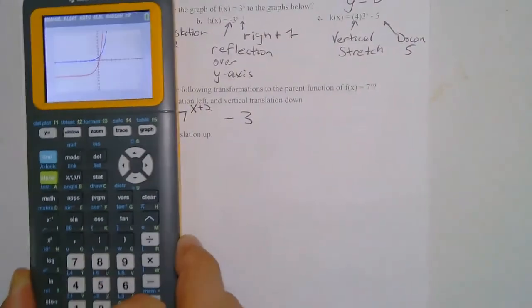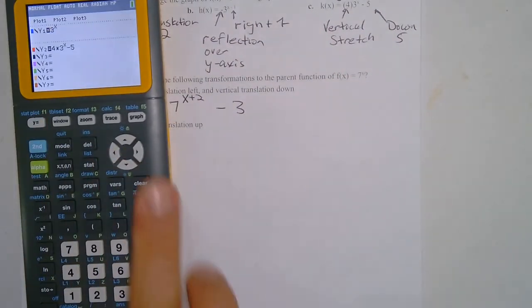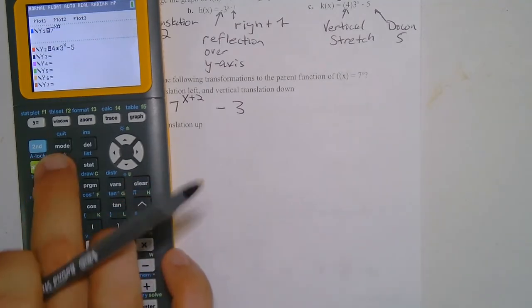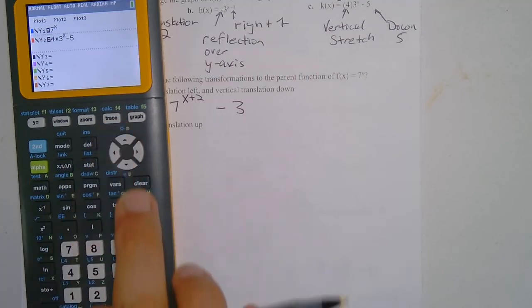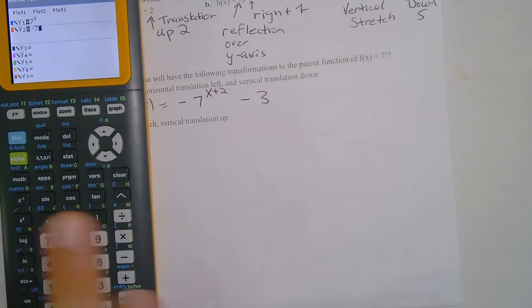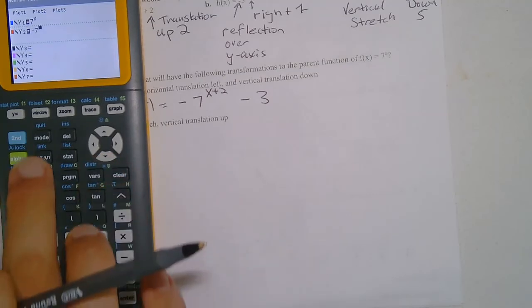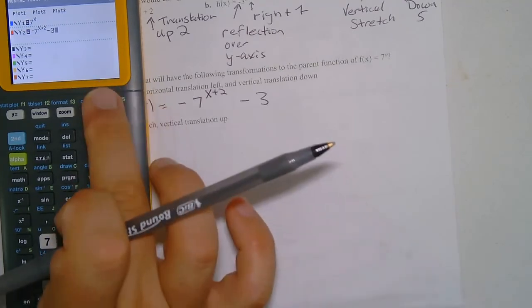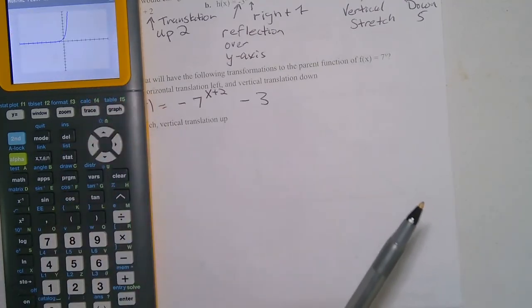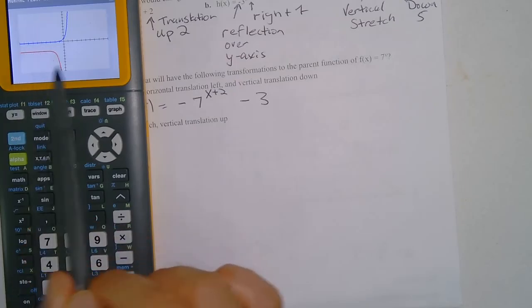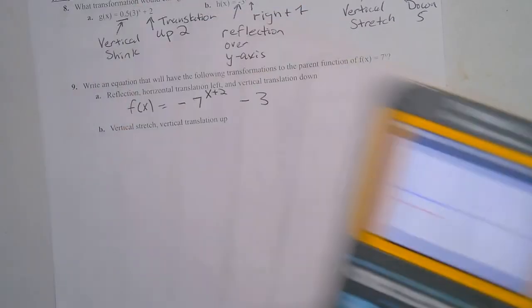So to show this to you, what I'm going to do is graph this function. And I'm going to have the y equals 7 to the x, and then put in my function. So negative 7 to the x plus 2. And then here you're going to subtract 3 and then graph it. So if you notice, it moved to the left 2, got reflected, and then it also moved down 3.